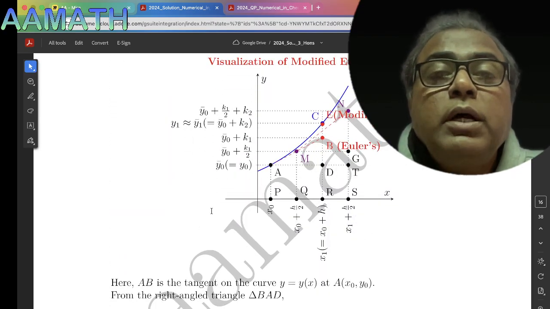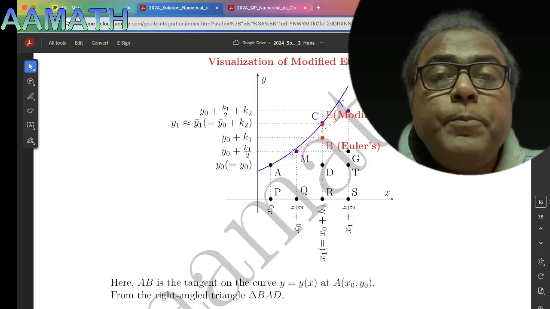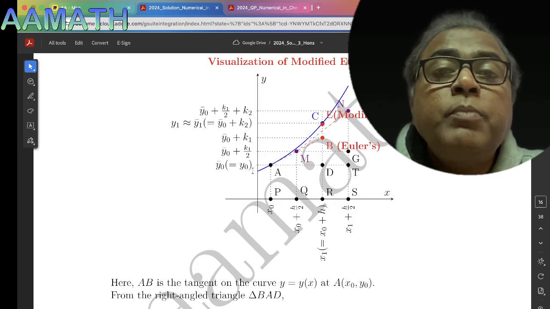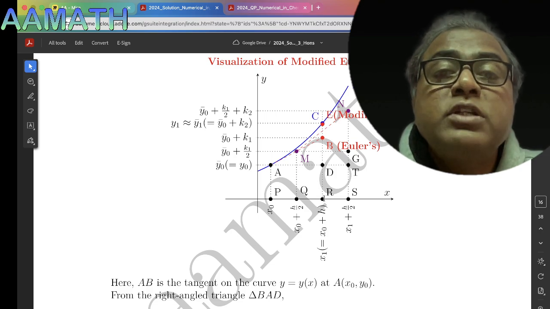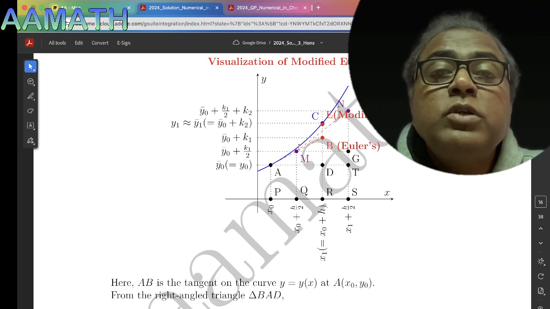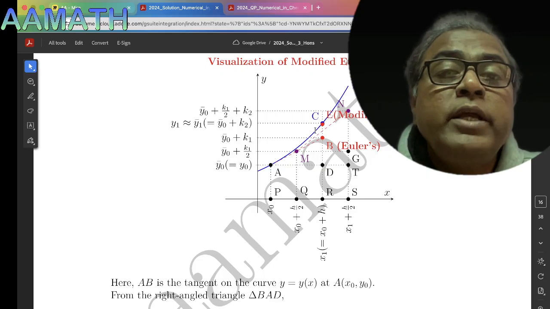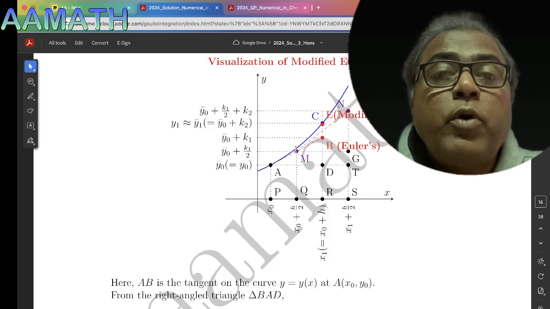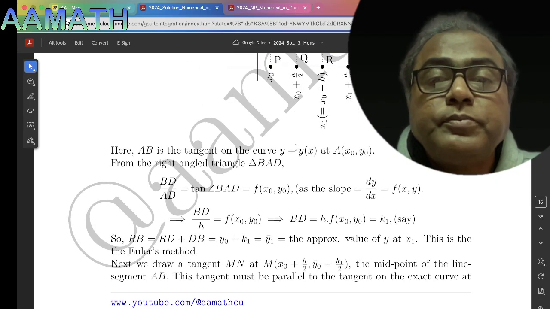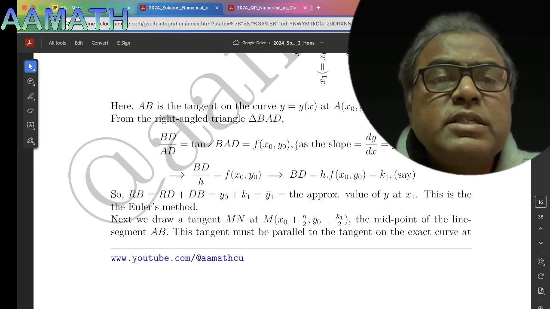So we draw this tangent at the point A. This is the tangent. Next, we draw the midpoint of the tangent segment. This is x1. Actually, this tangent M is parallel to the exact curve y(x) at this intersecting point. So already we have discussed this.